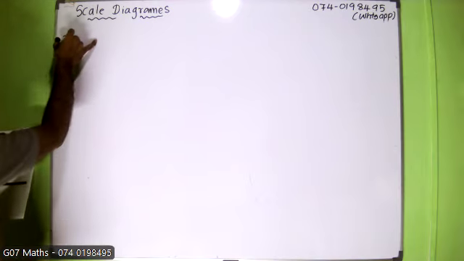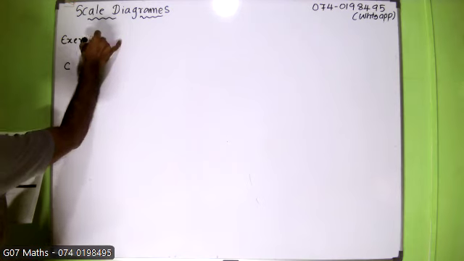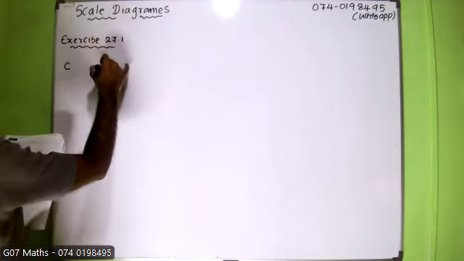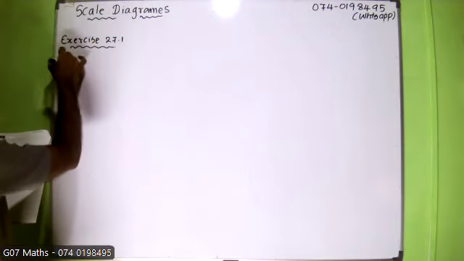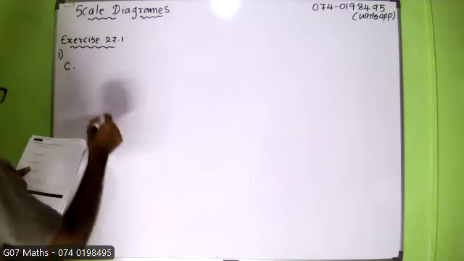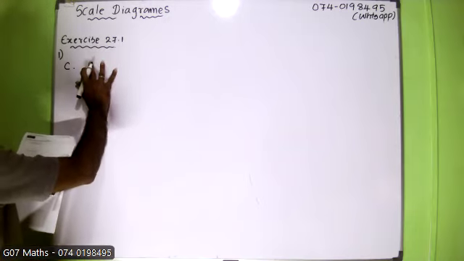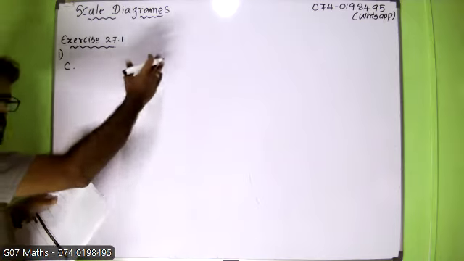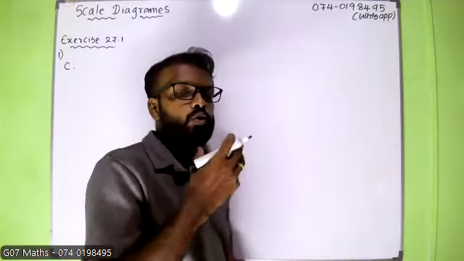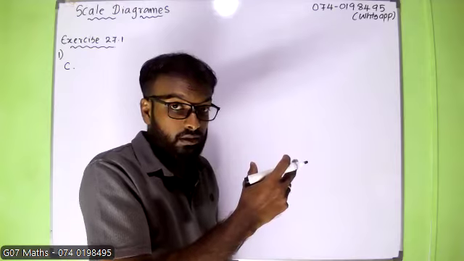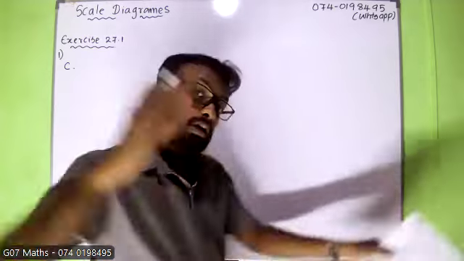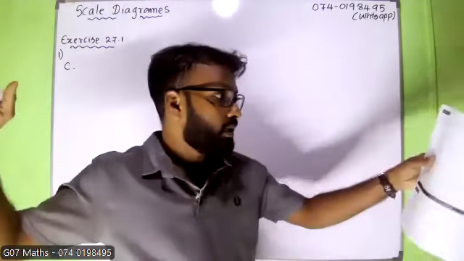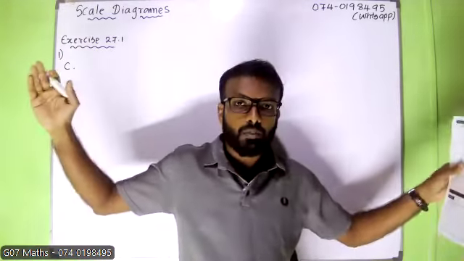Exercise 27.1, question number 1, part C. So what is our scale? Representing 1 meter by 4 centimeters. That means we are going to use 4 centimeters in order to represent 1 meter. We are decreasing the length. Actual length is 1 meter.